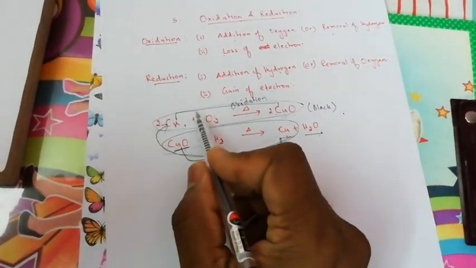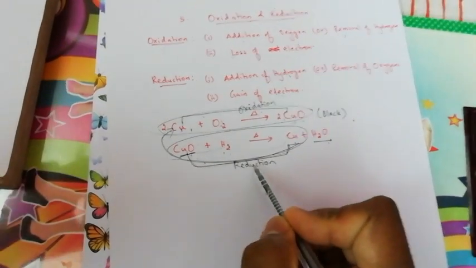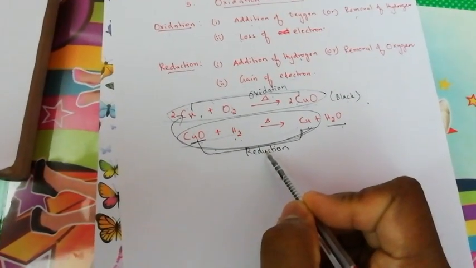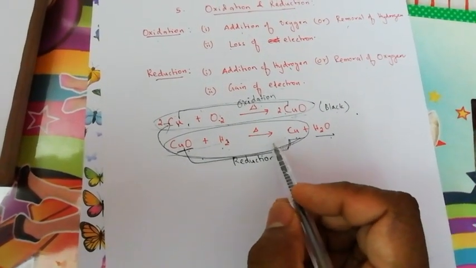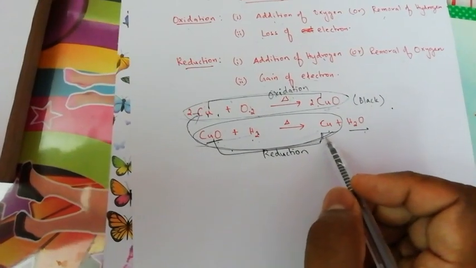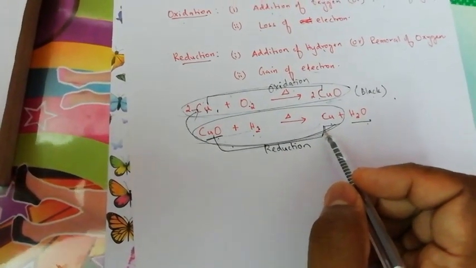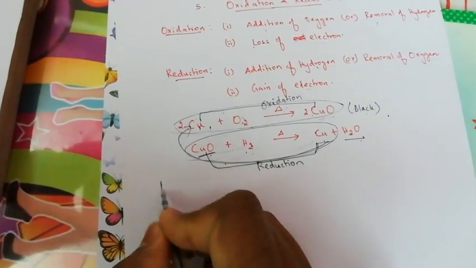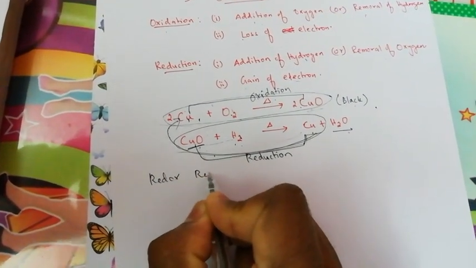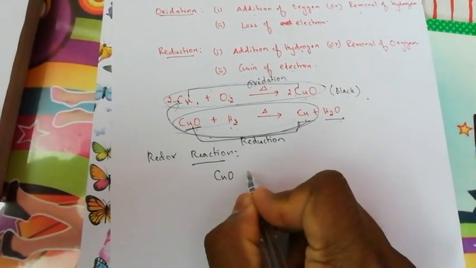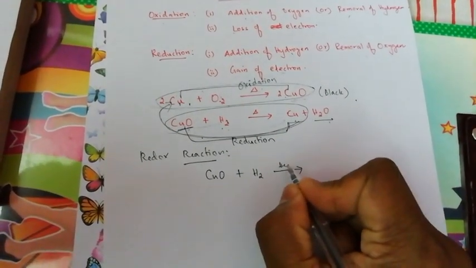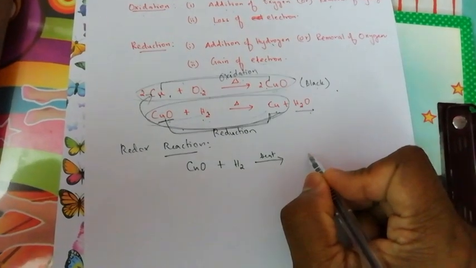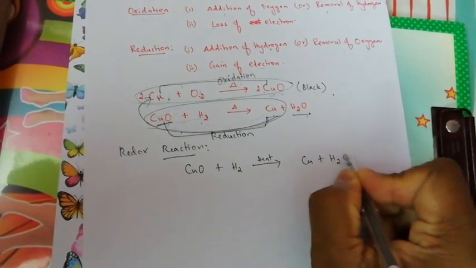Okay, what happens when these two, oxidation and reduction, take place simultaneously together? If these two reactions take place at the same time, then that kind of reaction is said to be an oxidation reduction reaction or redox reaction. Okay, how can I write it? I can write like this: copper oxide reacts with hydrogen and just heat it, it produces copper and water.